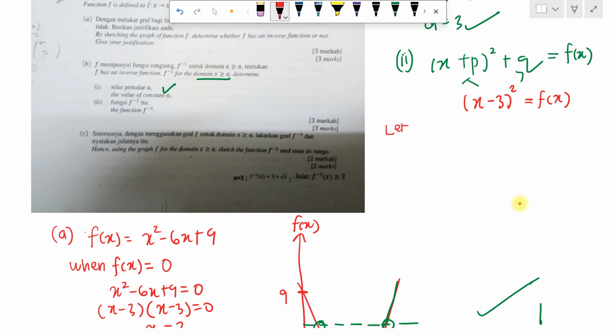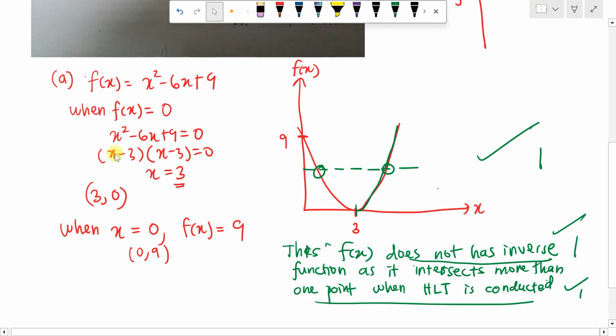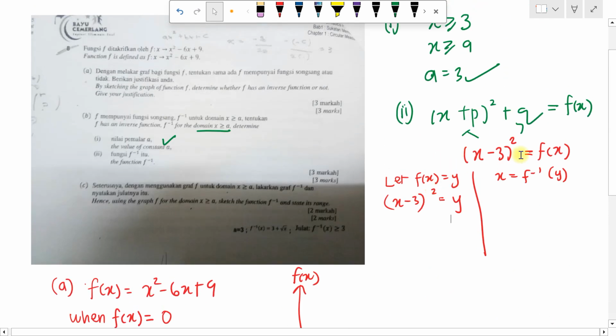So let f(x) equal to y and x equal to f inverse y. So what is your f(x)? (x minus 3) square equals to y. In another way, if you don't understand what I explained here, x minus 3, you just see, you factorize this, you get x minus 3 multiply x minus 3, right? That means (x minus 3) square, right? That's what I write here. You can assume like that also.